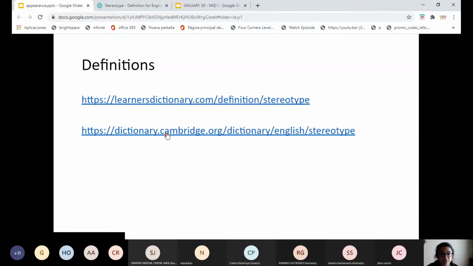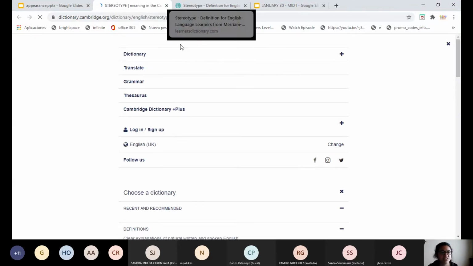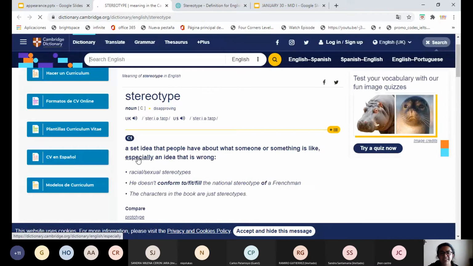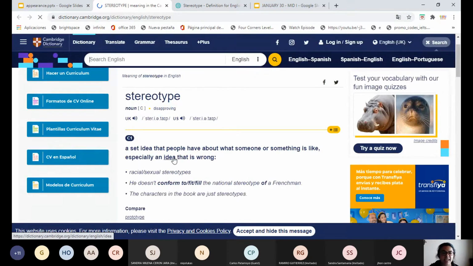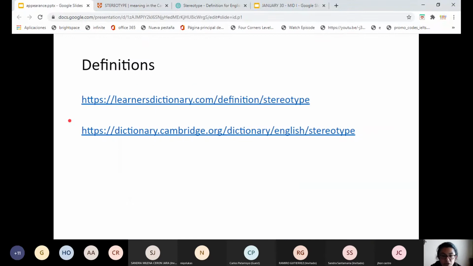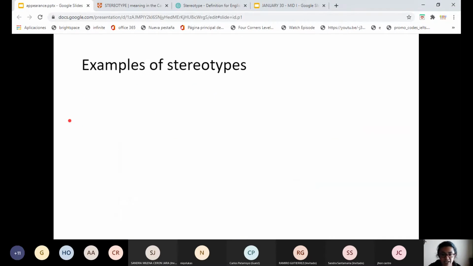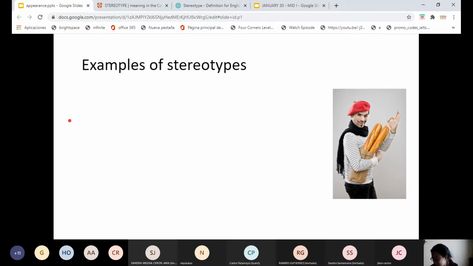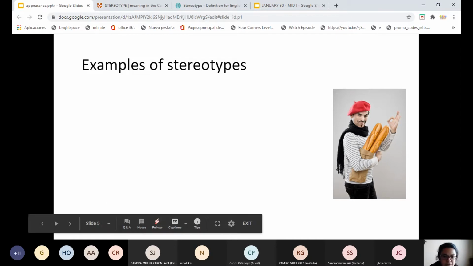And here we have another definition, just in case you don't understand very well what stereotypes are. They say that a stereotype is a set idea that people have about what someone or something is like, especially an idea that is wrong. That is very important here: with stereotypes, the concept we have of people is usually wrong. For example, I am going to give you a common stereotype. Can anybody tell me, if you see this picture, what do you think?